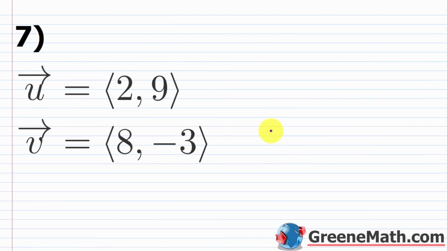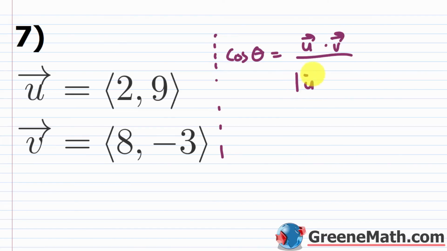All right, let's take a look at problem 7. Here we have the vector u, which in component form has a horizontal component of 2 and a vertical component of 9. And then we have our vector v, which has a horizontal component of 8 and a vertical component of -3. Again, it's just a little simple formula. The cosine of theta is equal to the dot product of these vectors, u dot v, over the magnitude of u times the magnitude of v.